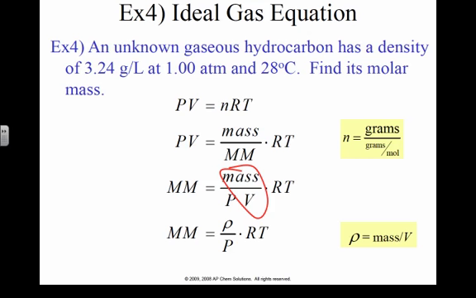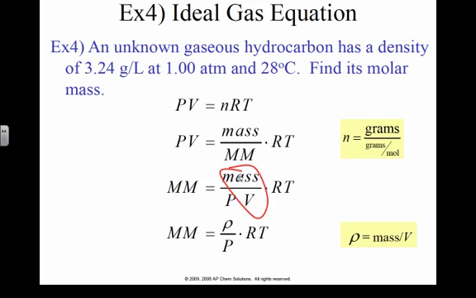An unknown gas that is a hydrocarbon has a density of 3.24 grams per liter at 1 atm and 28 degrees Celsius. Find its molar mass. All right, here we go. PV equals nRT. I just told you that mass divided by molar mass is number of moles, right? So if I take this equation and rearrange it, put molar mass over here, take PV and put it down here, molar mass is equal to mass RT over PV.